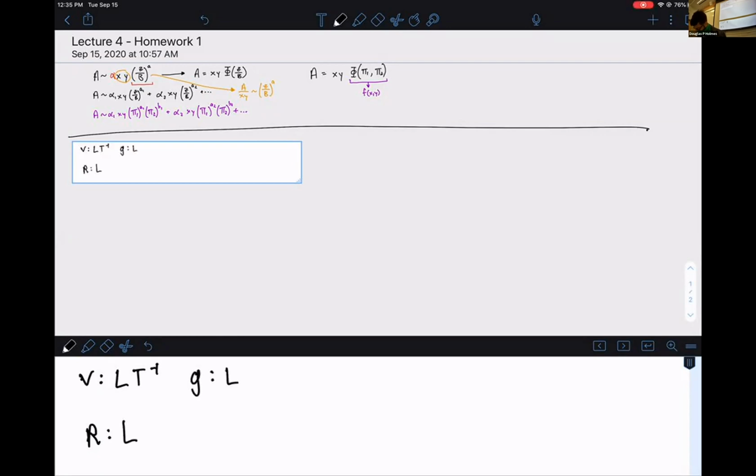Gravity is LT inverse squared. And kinematic viscosity. Kinematic viscosity is not your regular viscosity, but it is just L squared T inverse, so it has no mass dependence like regular viscosity.